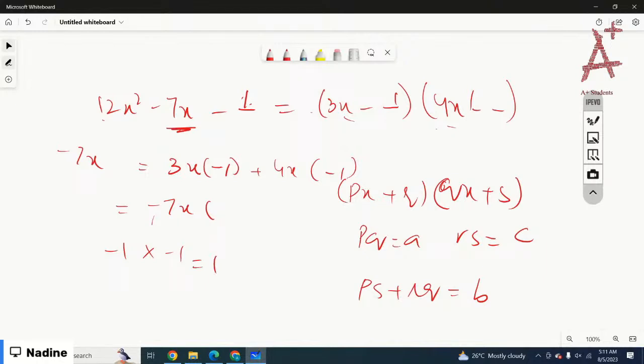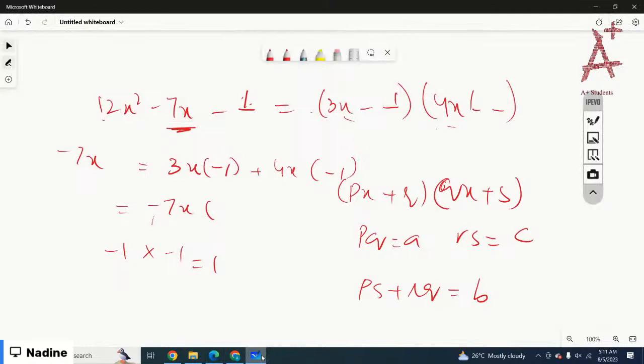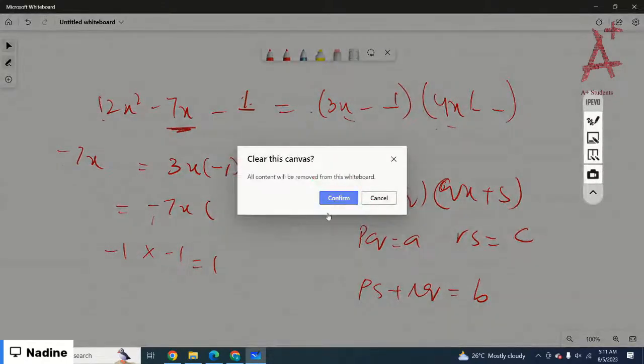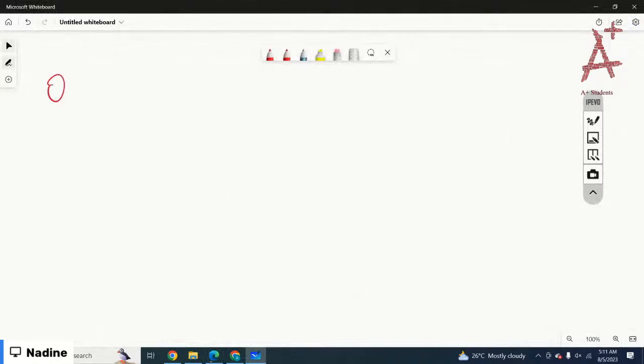Okay, let's just start with the next question. Question number 5. Factor each expression: 2x squared plus x minus 6. Let's just start with question number 5. 2x squared plus x minus 6.